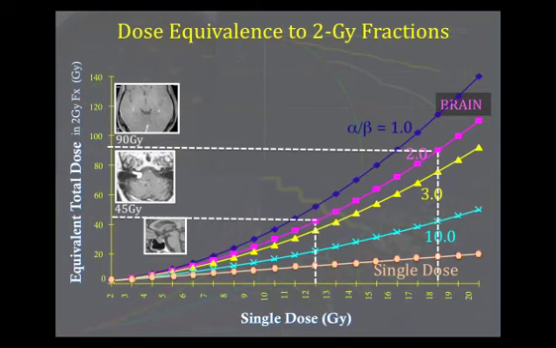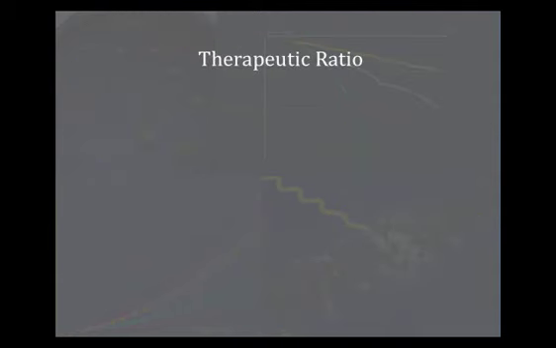And finally, we know that the optic apparatus is very sensitive to radiation. We use a threshold dose of no more than 8 Gray touching a point of the optic apparatus for single dose radiation. That would be equivalent to 20 Gray in fractions, so a very low dose. So that's how we use the concept of biological effective dose in the context of different schemes.